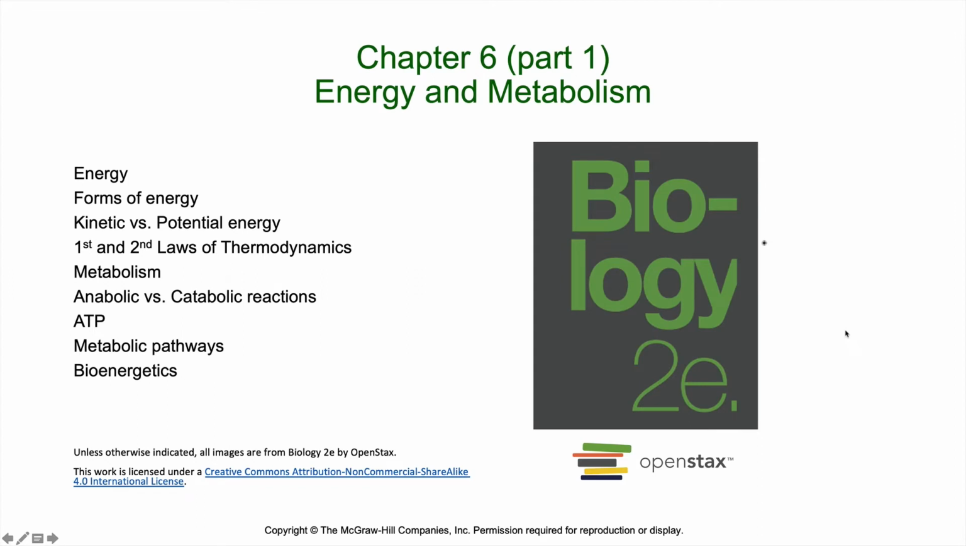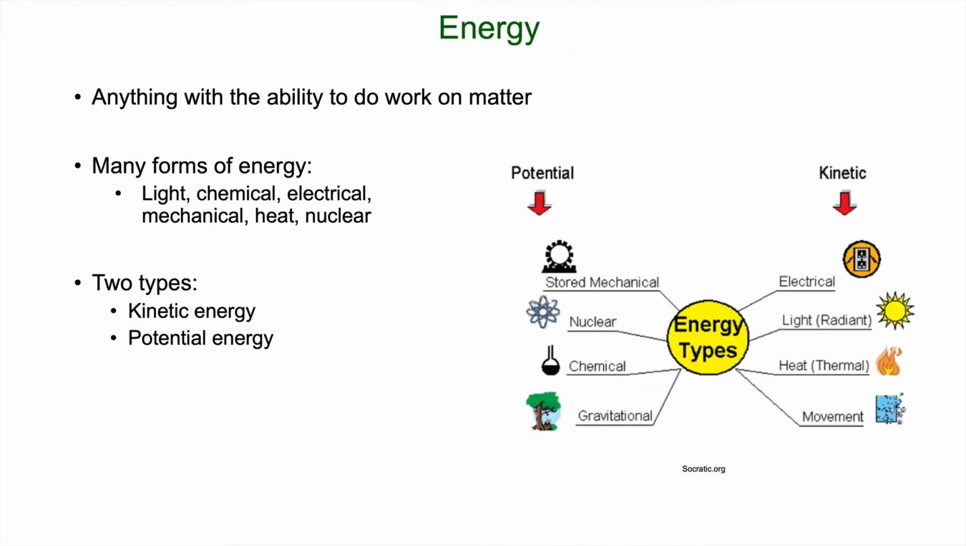All right, welcome to Chapter 6, Part 1. There are two parts to this chapter. The first part is energy and metabolism, and we're going to cover what energy is, different forms of energy, kinetic versus potential energy. We'll talk about the laws of thermodynamics, the first and second, and we'll look at metabolism, anabolic versus catabolic reactions, the role of ATP in reactions, then metabolic pathways, and finally top it off with a topic called bioenergetics. Energy. Energy is anything that has the ability to do work on matter.